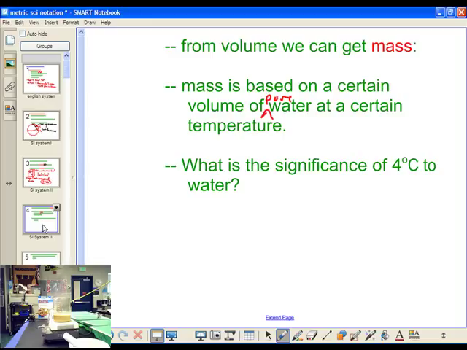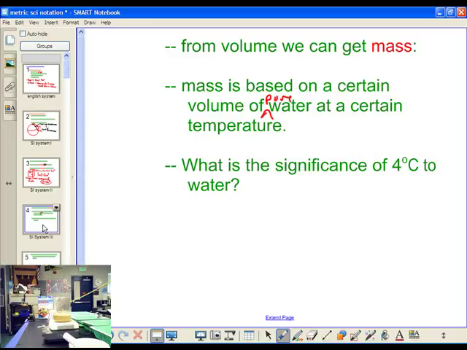Why would you pick water? Why water? Well, how hard is it to get water? Not very. It's very common. Could they have used some very rare element to make their standard? Yeah, but then it'd be hard for other people to actually do anything with it. And so we have 4 degrees C water.